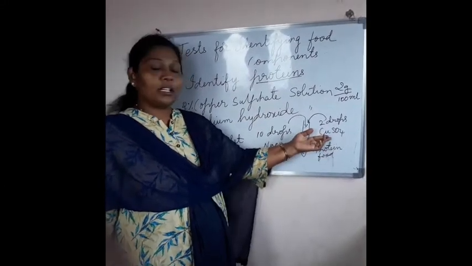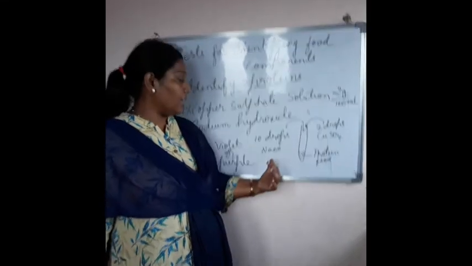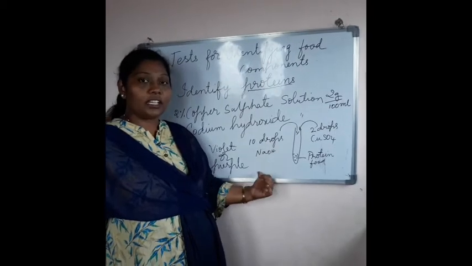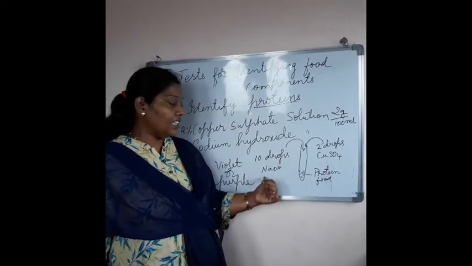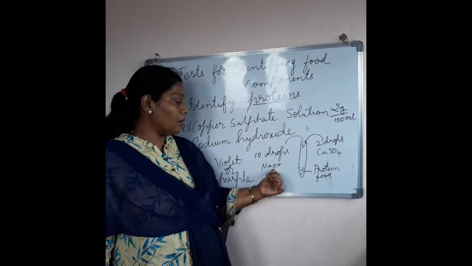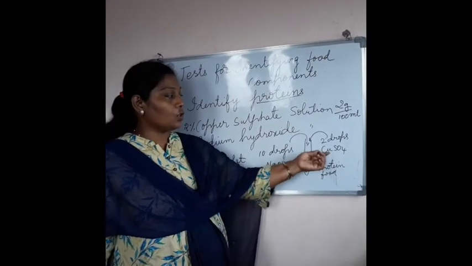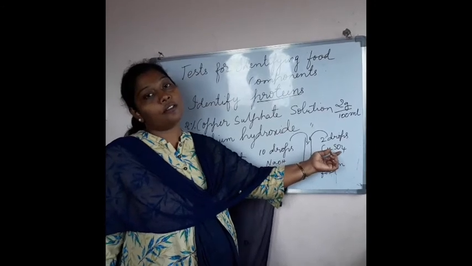It is a formula for this one, and sodium hydroxide. It is a formula for sodium hydroxide, NaOH. Na means sodium, OH shows the hydroxide. Cu is copper, and SO4 is a sulfate.